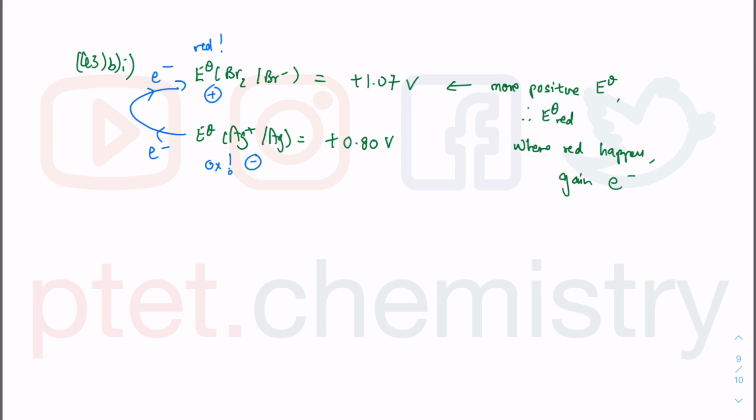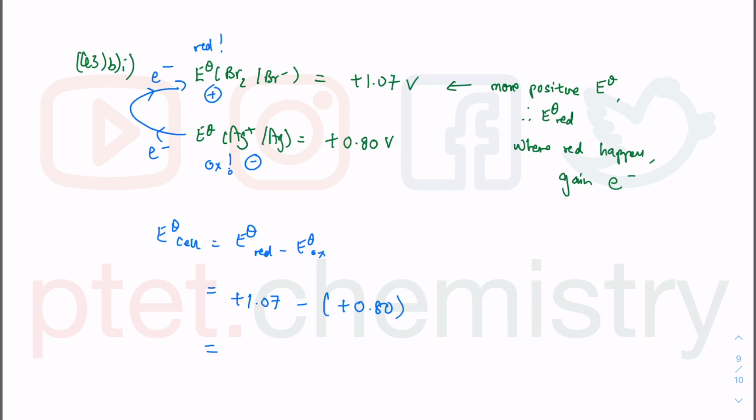This is electrode cell potential, so E cell is going to be E red minus E ox, oops, not the other way around, E red minus E ox. So this method means I just need to read the value straight from the data booklet. The more positive one is the E red, so it's plus 1.07 minus bracket plus 0.80. Put it into the calculator.